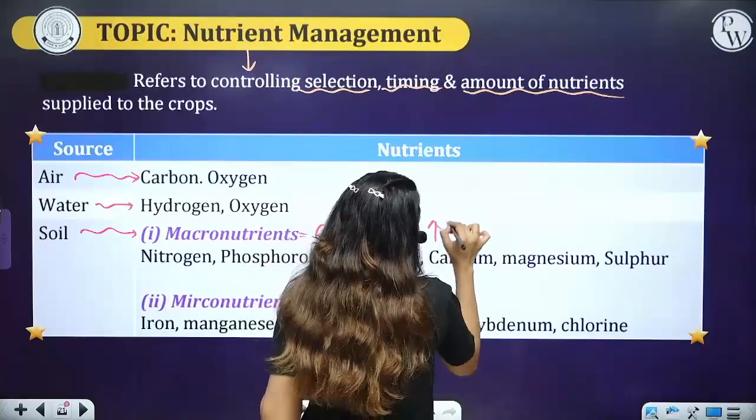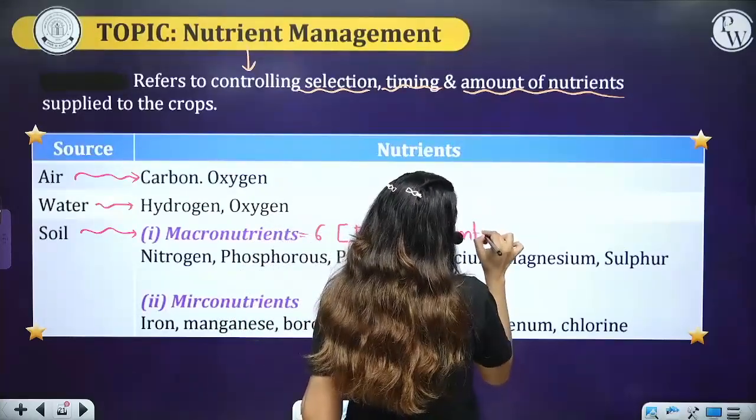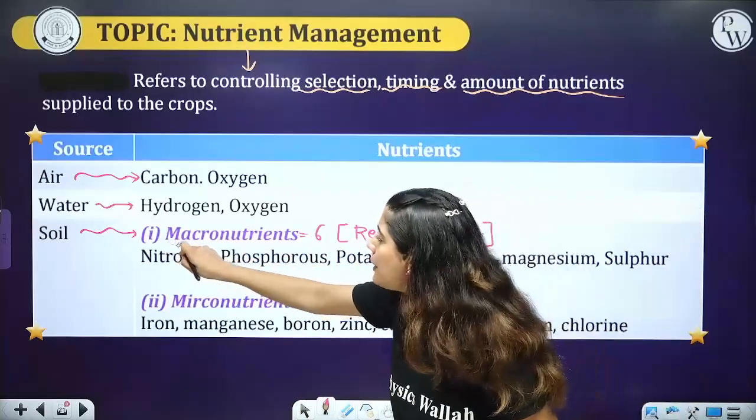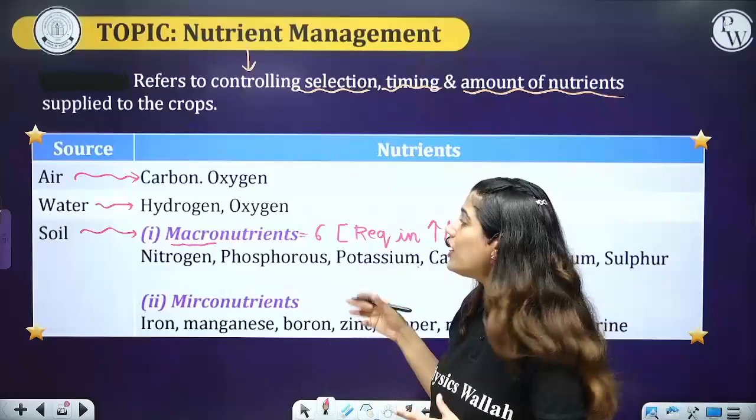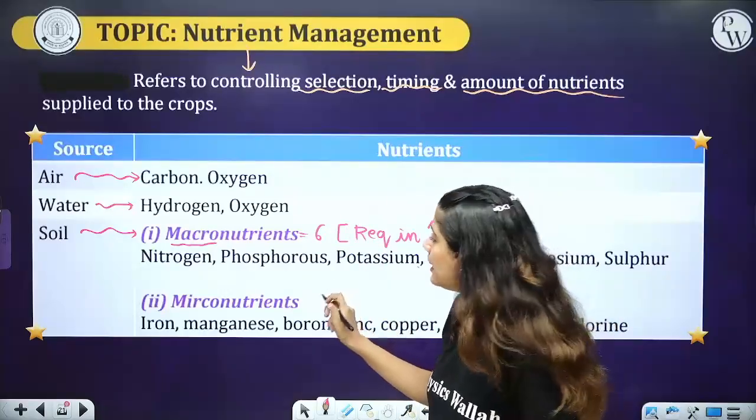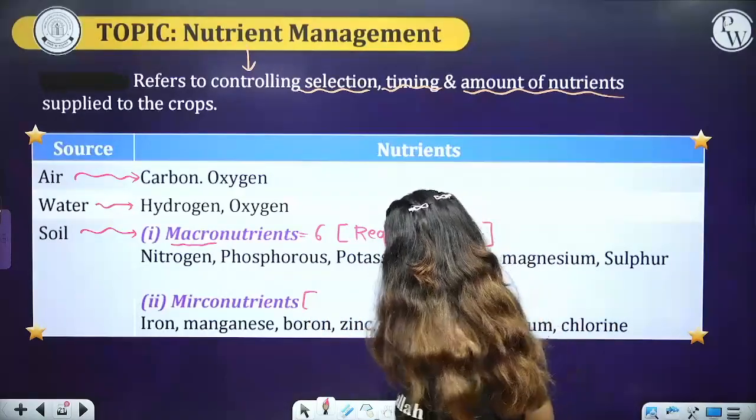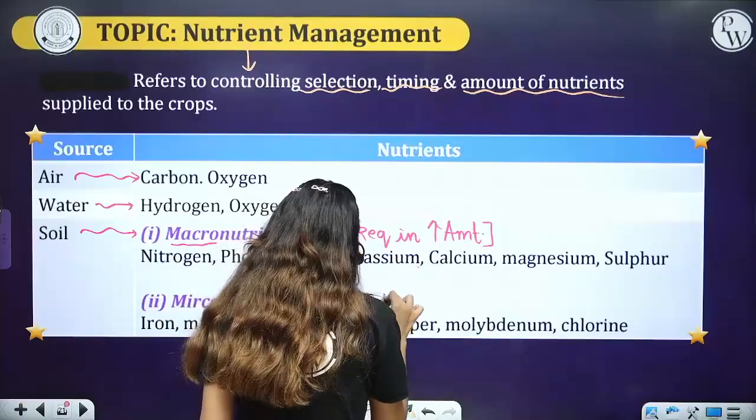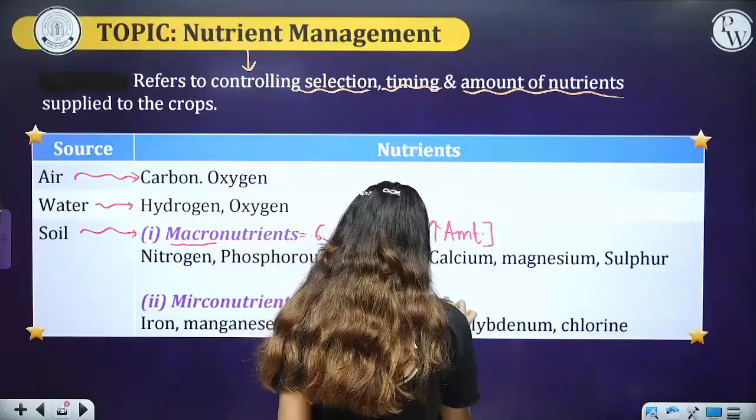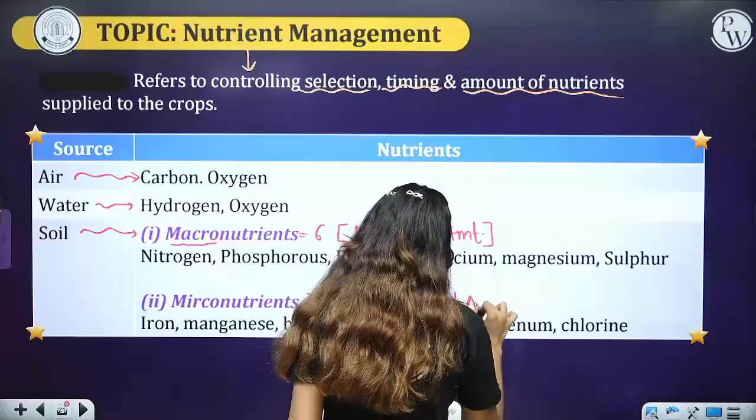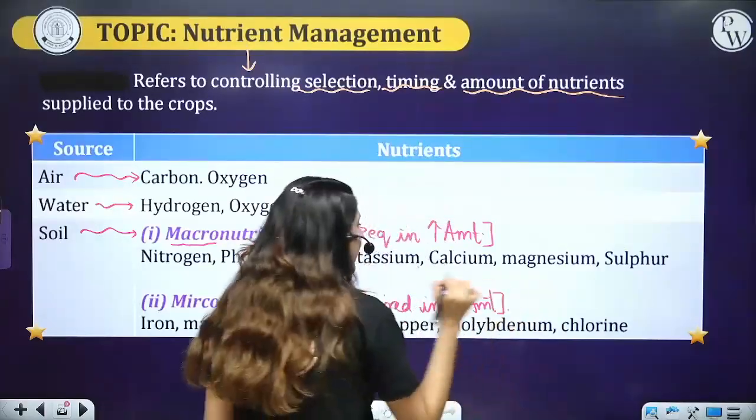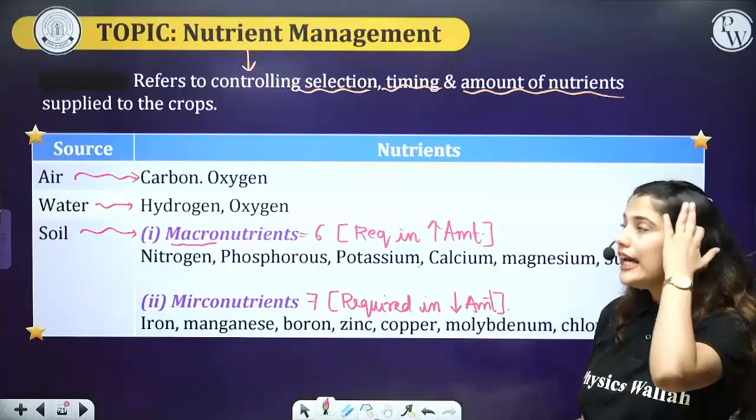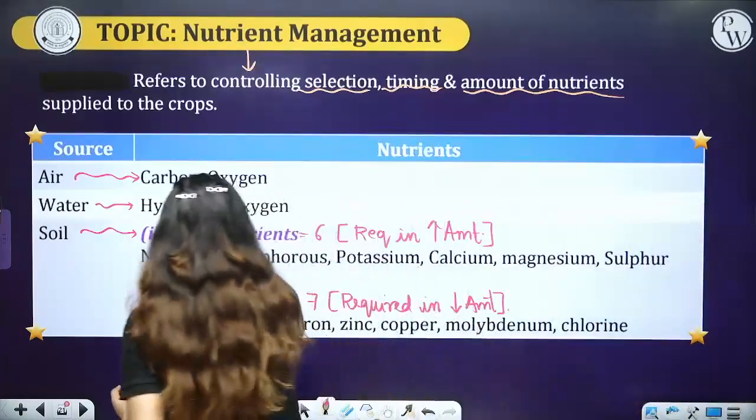Hence the name macro. Why the word macro? Because they are required in large amount, and out of those 13, 7 are required in lesser amount, and hence they are called micronutrients. So the 7 are required in lesser amount by the plant, and hence they are called micronutrients, right?